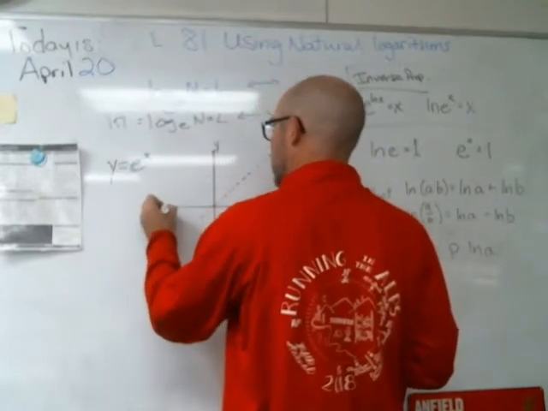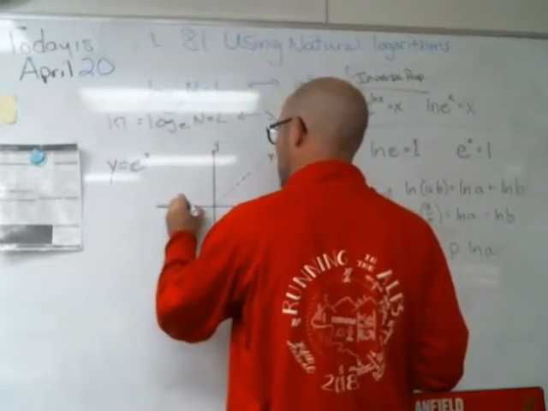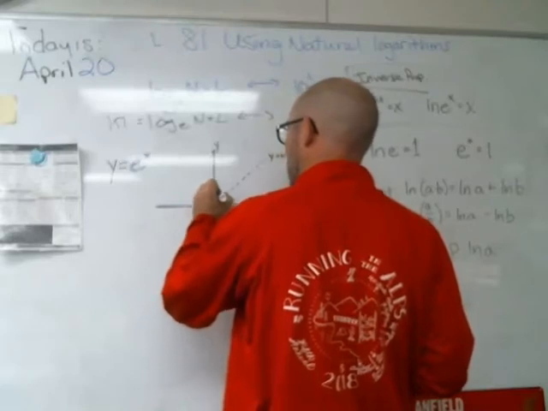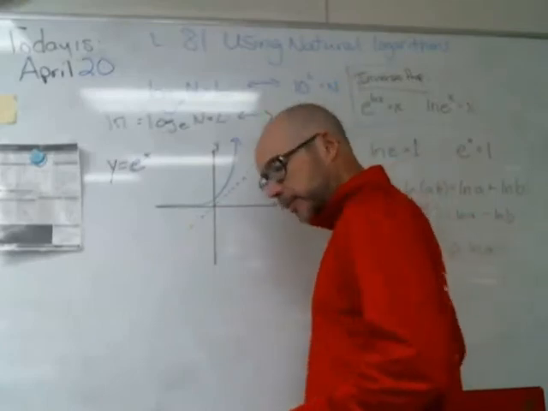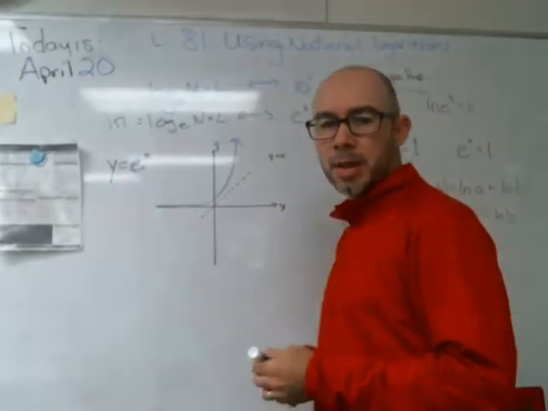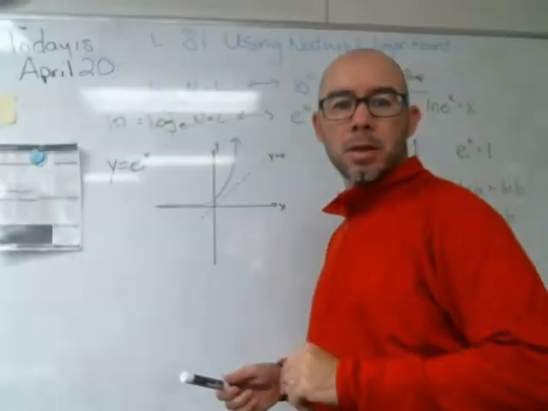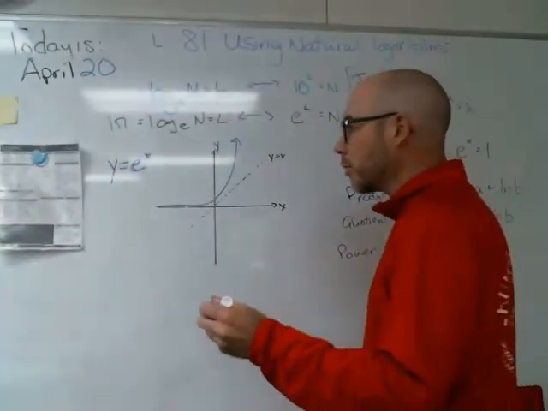E to the x. Here we go. It comes along and then it hits 1 and it climbs, right? There it is, e to the x. All right, we're going to discover what its inverse is. I'm trying to get this to focus. Oh, there we go. It's better.